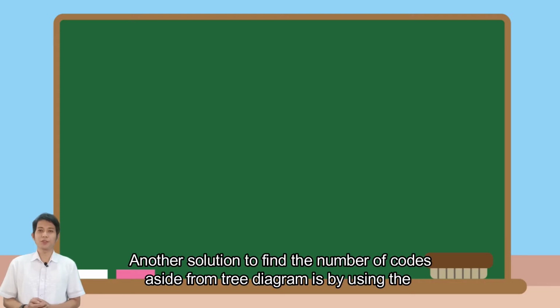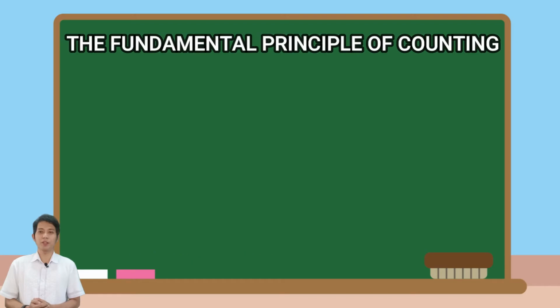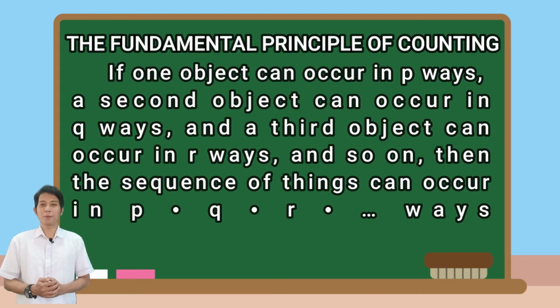Another solution to find the number of codes aside from tree diagram is by using the fundamental principle of counting. The fundamental principle of counting states that if one object can occur in P ways, a second object can occur in Q ways, and a third object can occur in R ways, and so on, then the sequence of things can occur in P times Q times R and so on ways.